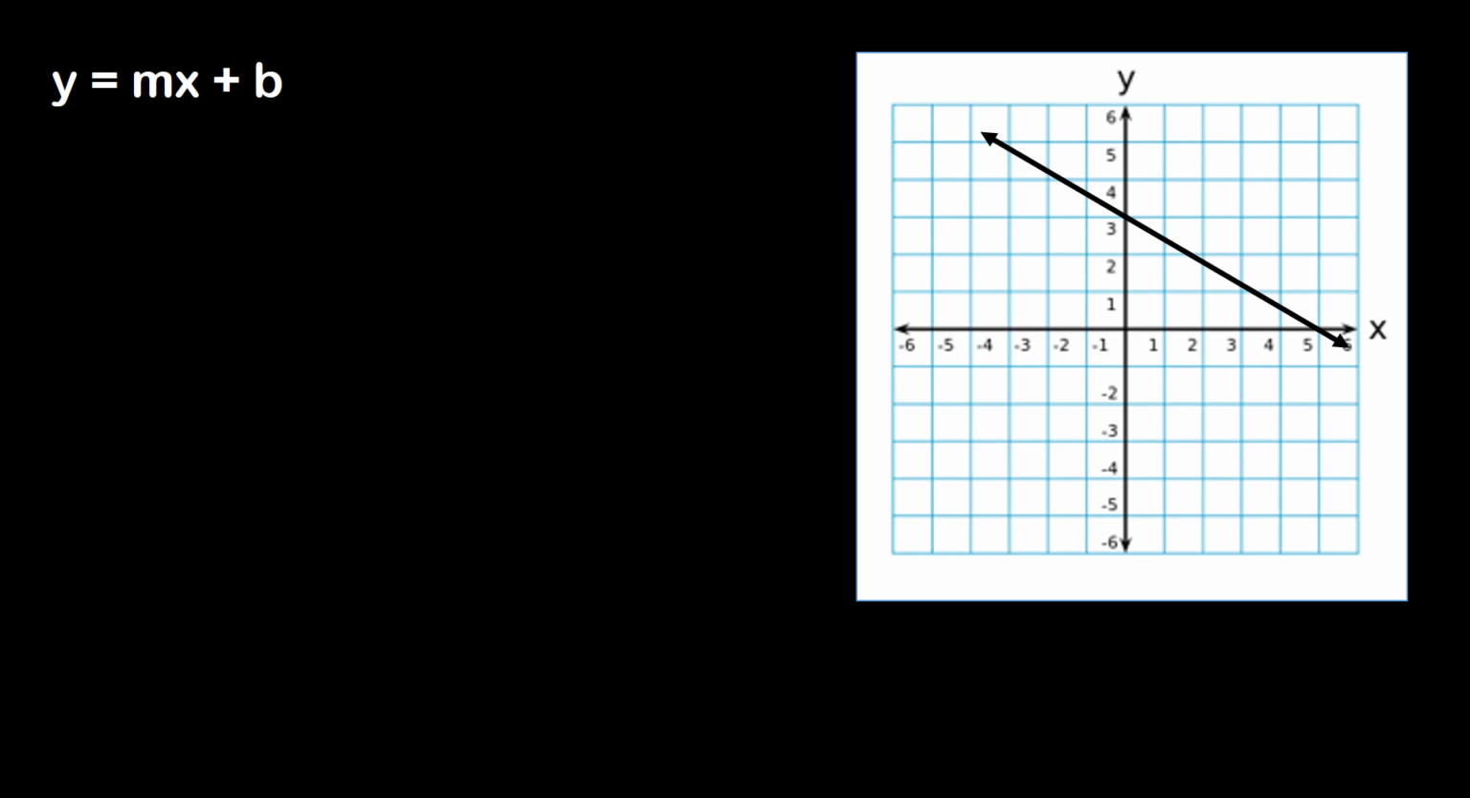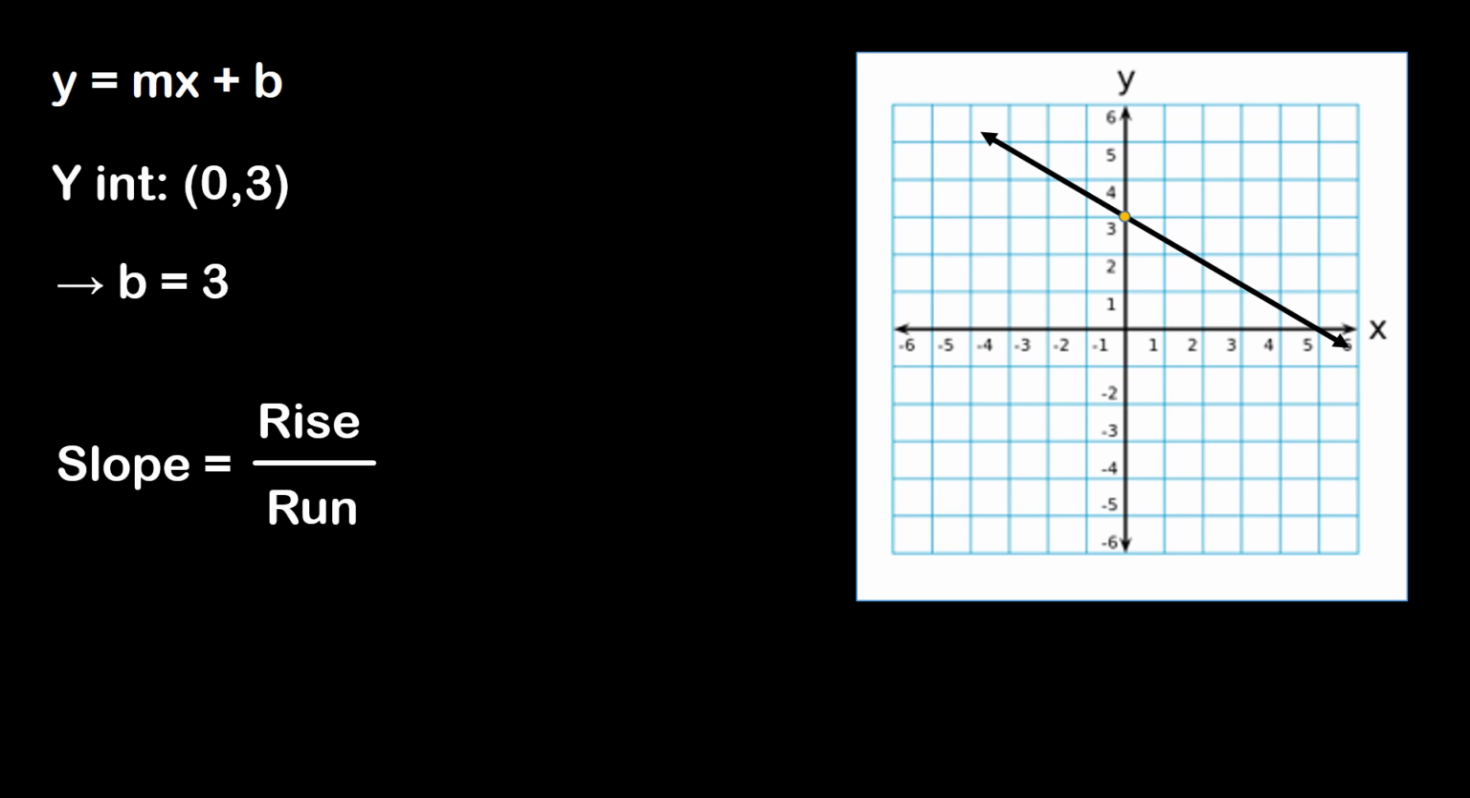Okay, once again, our first step is going to be to find the y-intercept. In this case, the line intercepts the y-axis at y is equal to 3. So we'll plot that point and note that the y-intercept is (0, 3). And therefore, b is equal to 3. We also know that the slope is equal to rise over run.